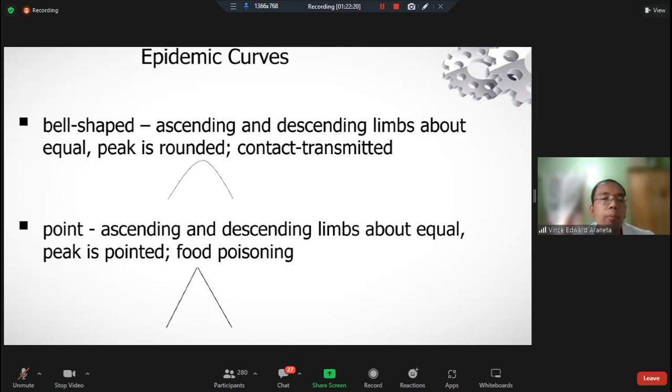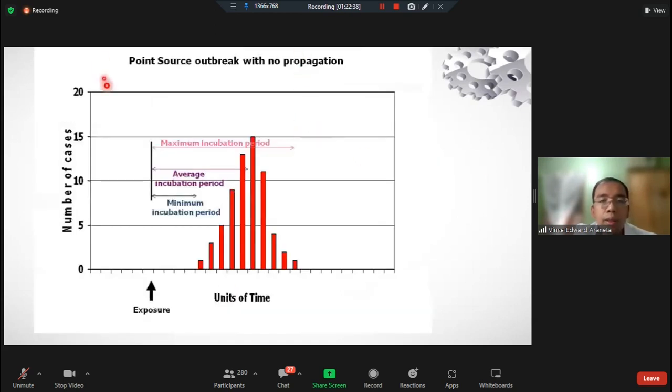Next is the point epidemic curve. You have equal ascending and descending limbs also, but the peak is pointed. Cases of food poisoning. Actually, CDC has specified these point epidemic curves, so this is what I meant. I'll also discuss what is shown in the CDC as a reference. The full name of this is point source epidemic curve or a point source outbreak with no propagation curve.